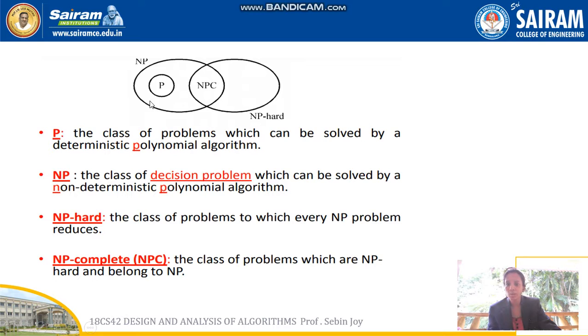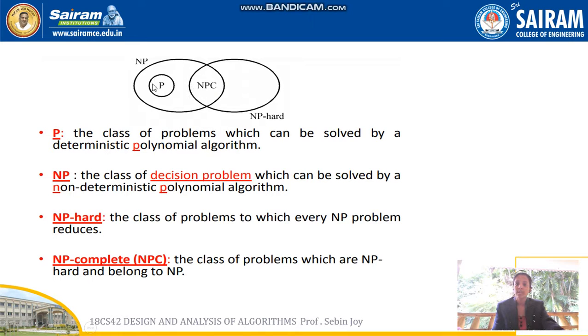That means here it is showing all P problems are in NP, but all NP problems are not in P. And all the problems to which every NP problem reduces are called NP-hard problems. That means it will be hard to solve. And NP-complete problems are the class of problems which are NP-hard and belong to NP. That means it is an intersection.